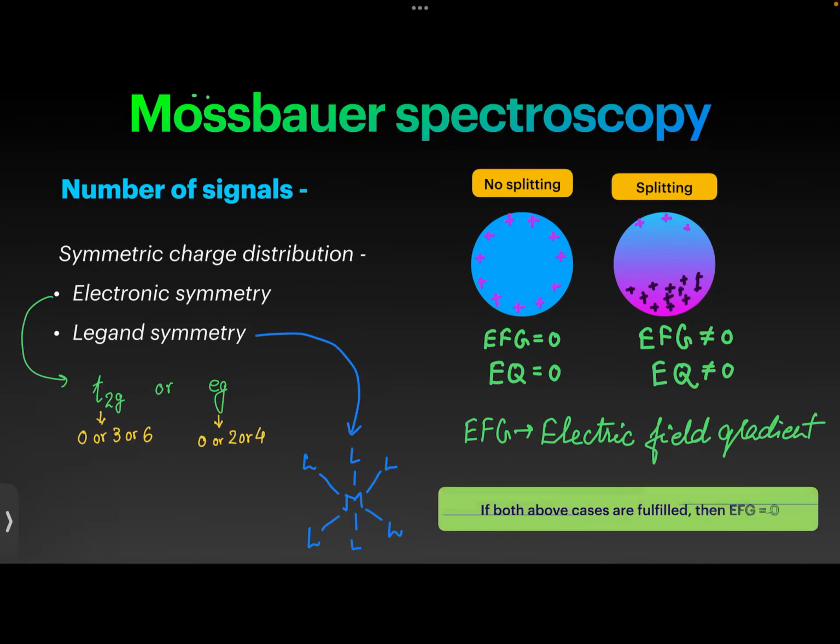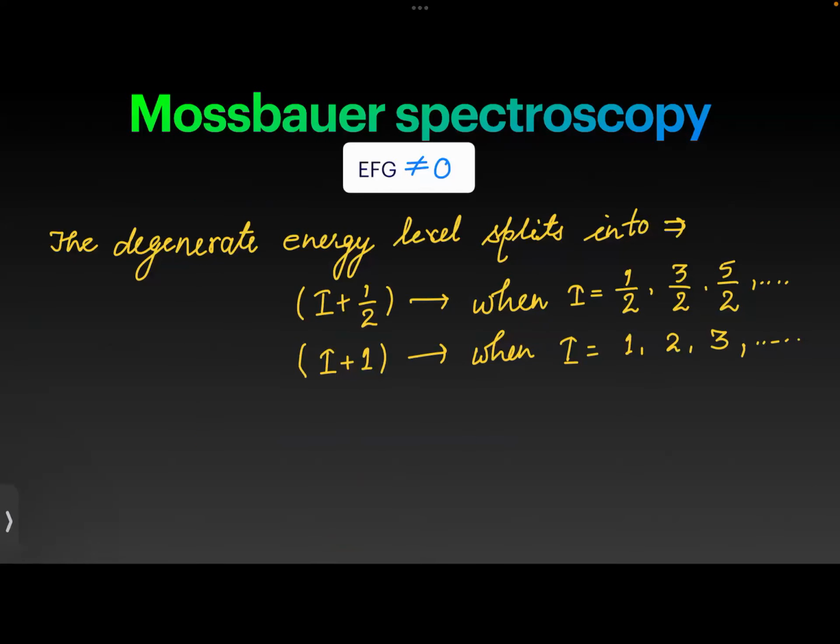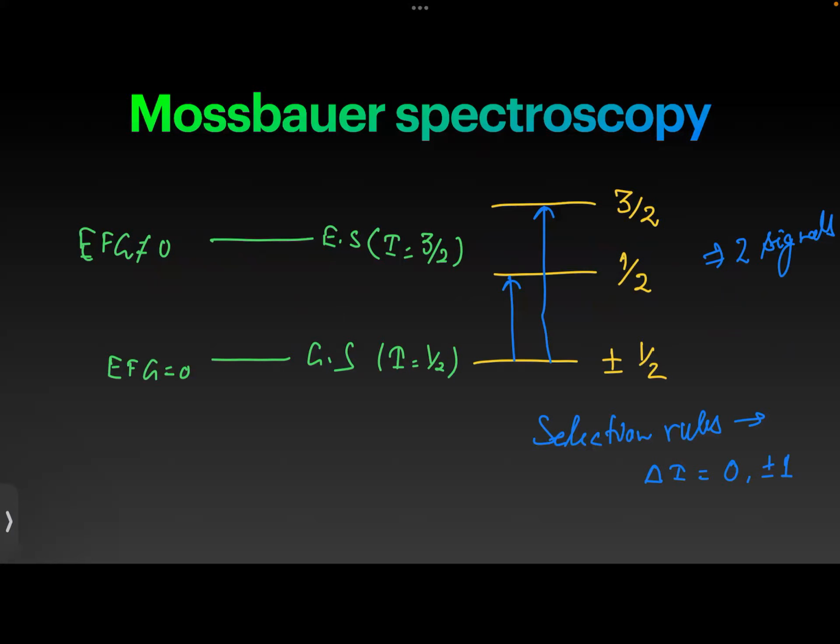For example, the number of splittings depends on the I value, whether we are talking about the excited state or the ground state. So imagine we have an excited state I value of 3/2 and the ground state value is 1/2. For this example, in the ground state there is no field gradient, so it will not split. It has two degenerate values, plus half and minus half, but there is only one energy state. But because the field gradient is present in the excited state, that 3/2 will split into 3/2 and 1/2. So we have two signals. According to the selection rules, we have two signals in that scenario.